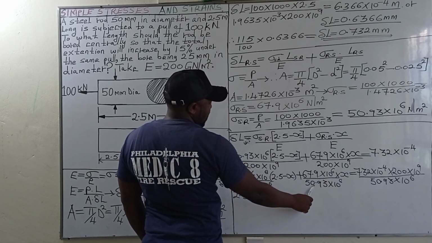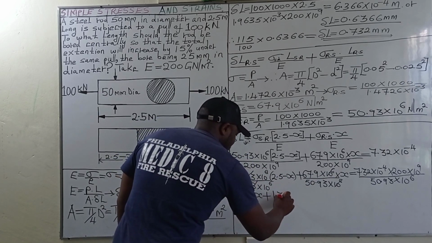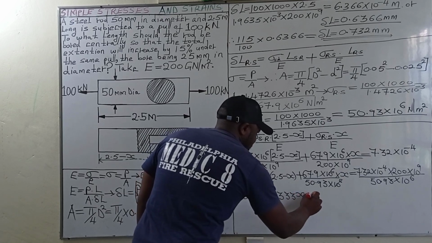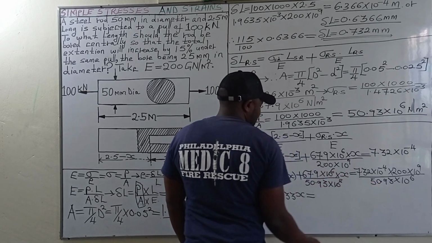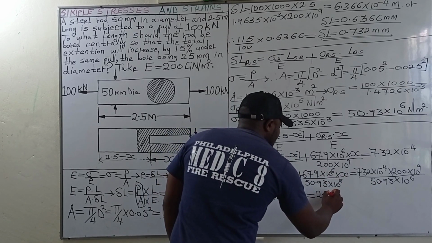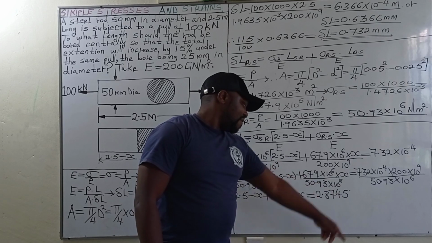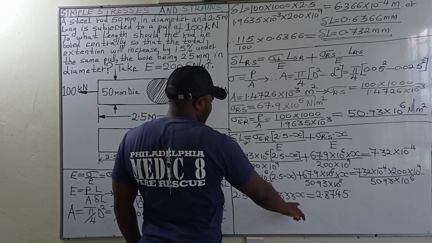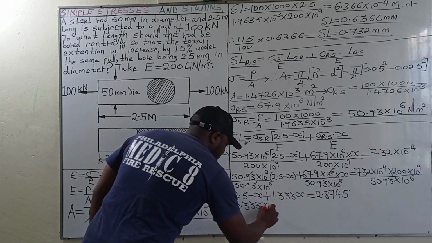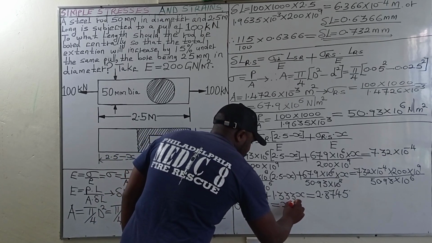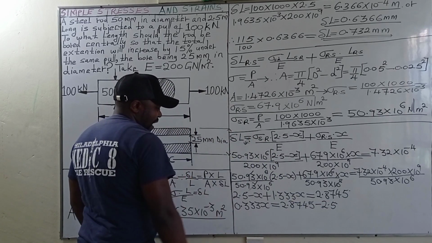67.9 divided by 50.93. The 10 to the power of 6 are going to cancel out. We are going to have it as 1.333x is equal to, when we divide the numerator with this denominator, we are going to have 2.8745. Then from there, take 2.5 to the other side of the equal sign, minus x plus 1.333x, that is 0.333x, being equal to 2.8745 minus 2.5, this 2.5 here.